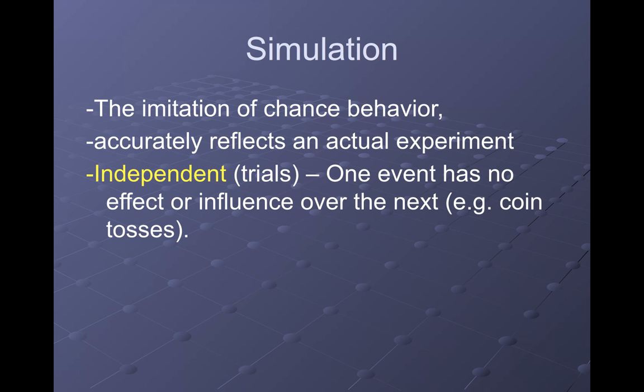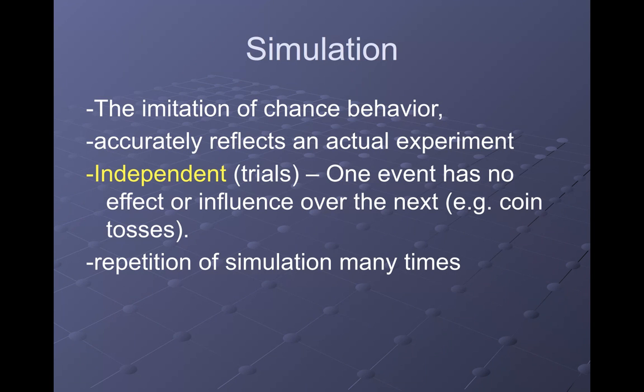An example of dependent trials, the opposite, would be if I put all of your names in a hat and I picked out the first name and didn't put that name back in the hat. Once I start picking names out without replacement, now I can't pick that name again. So that would be an example of a dependent trial.